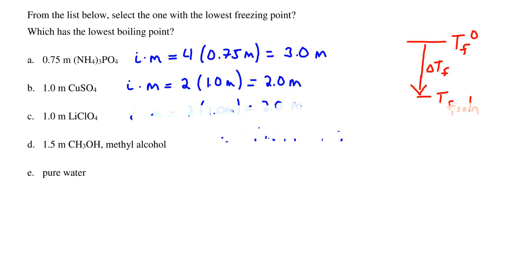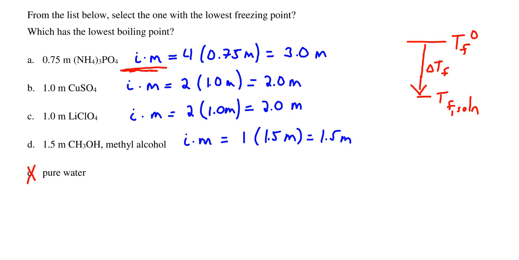Okay, so here are the particle concentrations of these solutions. We get the particle concentration, the moles of particles per kilogram of solvent, by multiplying i times m. Back to our initial question, we want the one with the lowest freezing point, therefore the largest value of delta TF. The largest delta TF is going to be the one with the highest particle concentration, which in this case is going to be choice A.